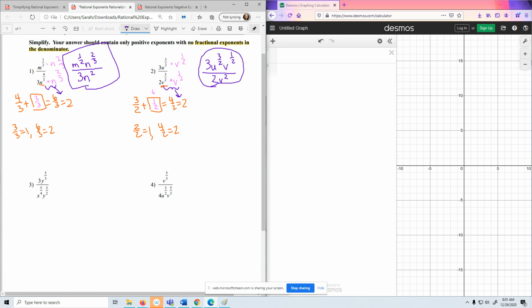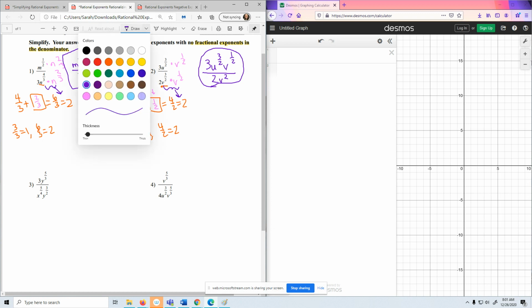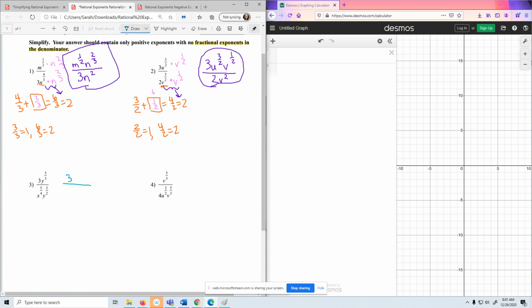Some of these, like 3 and 4, if you can simplify anything first, go for it. So let's see, do we have 2 of anything that we can try to simplify here? Coefficient 3 is going to stay the same. For now, this is the only x, it's going to stay the same. But for my y's, I can use my quotient rule, top exponent minus bottom exponent. 5 over 3 minus 3 over 2. What does that give us?